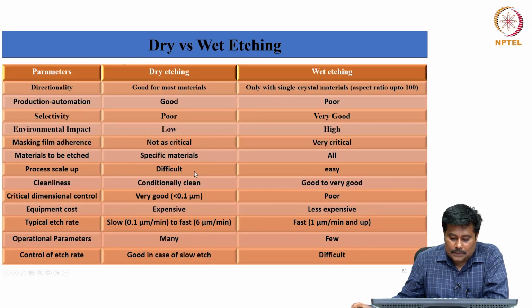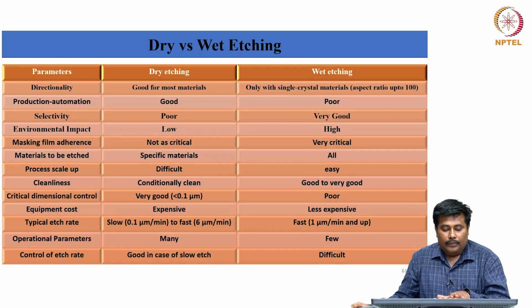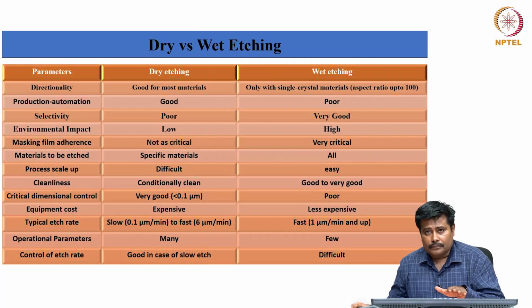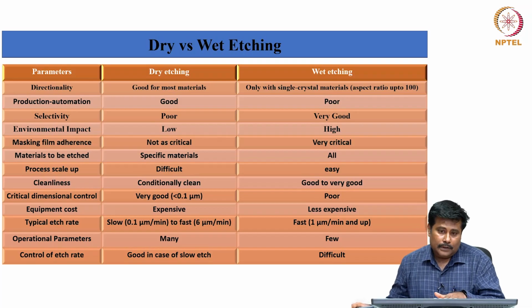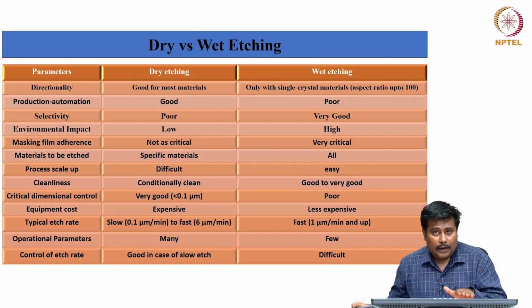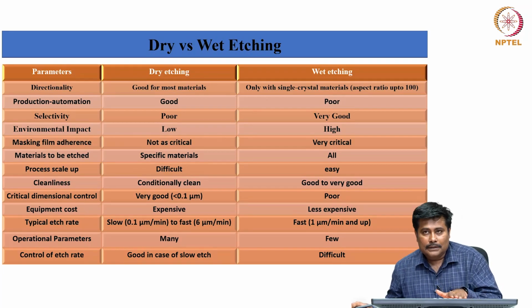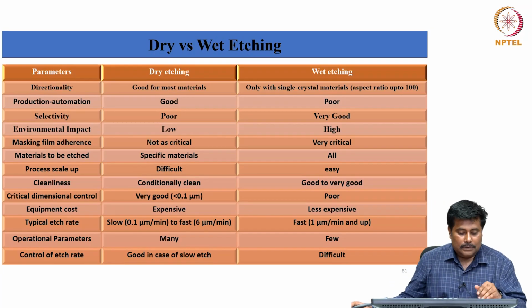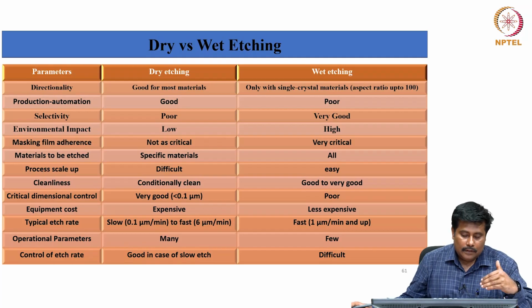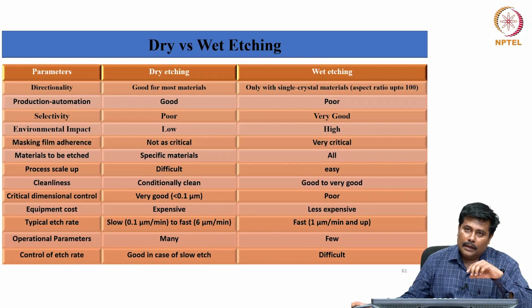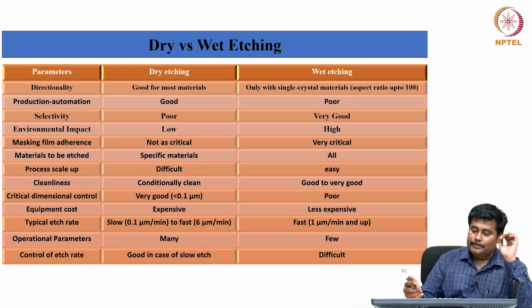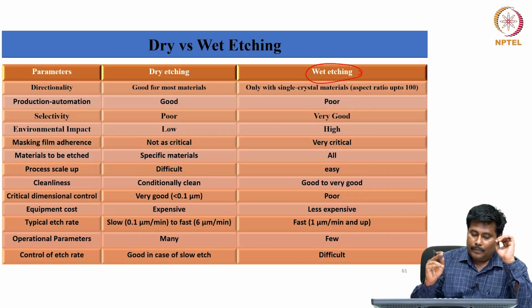So, when we try to classify the different types of etching process, and make a comparison between a dry etching process and a wet etching process, with reference to directionality, dry etching is good for most of the materials. However, in the case of wet etching, it can be deployed only with single materials with a particular aspect ratio.